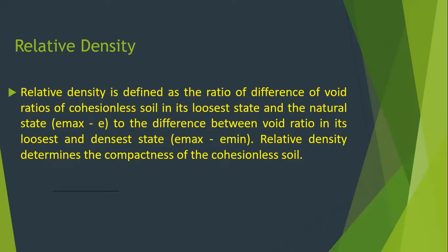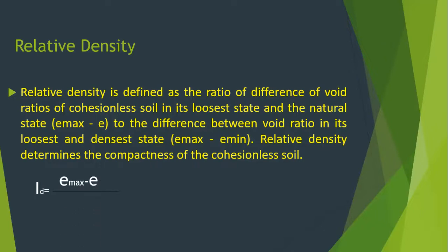Emax again means the void ratio when the soil is in looser state, and Emin is the void ratio when the soil is in denser state. Relative density determines the compactness of the cohesionless soil, and the cohesionless soils are gravels and sand. So it's represented by ID, which is equal to Emax minus E.